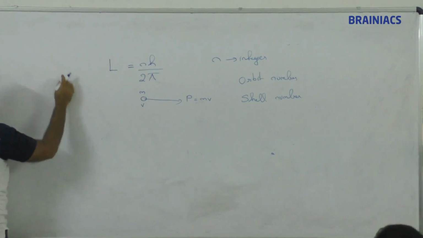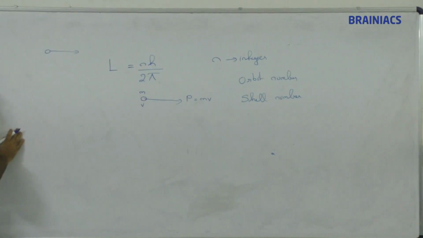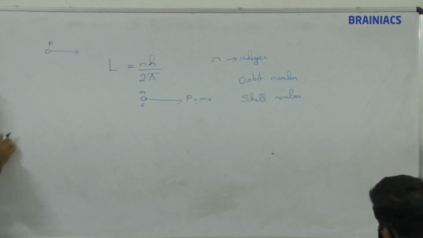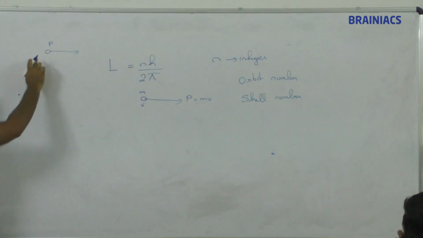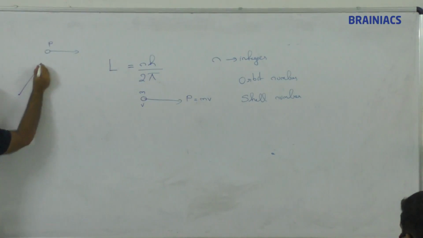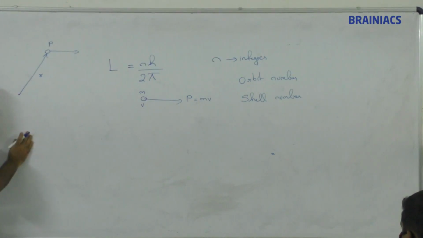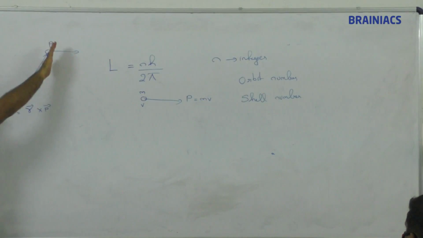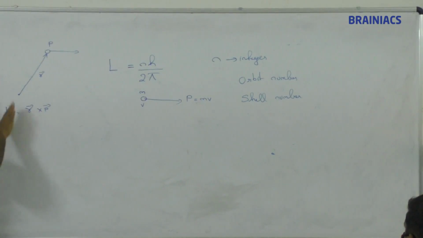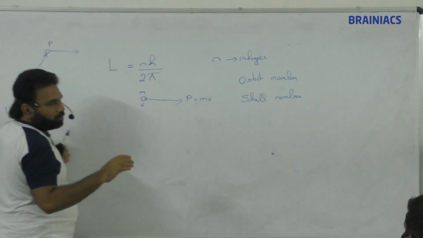Now, something is moving like this. If we are looking from here, and this distance is r, then angular momentum L is equal to r, that is in the cross product, toward a direction, with p.